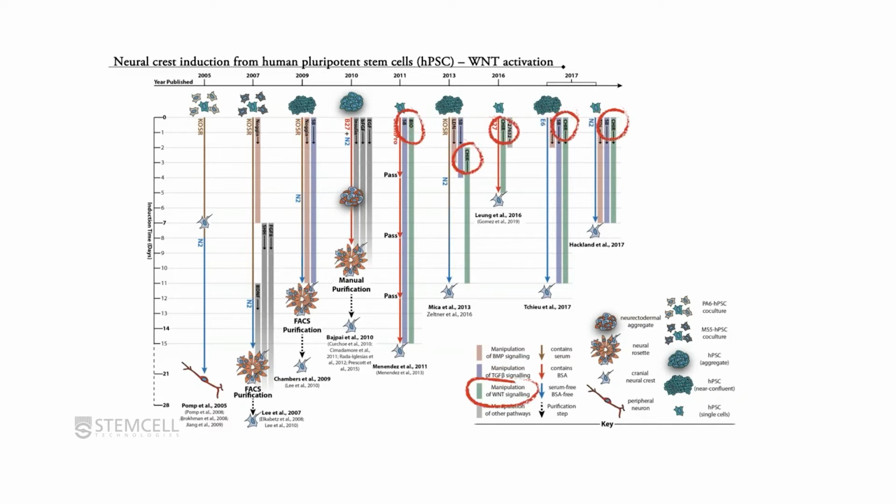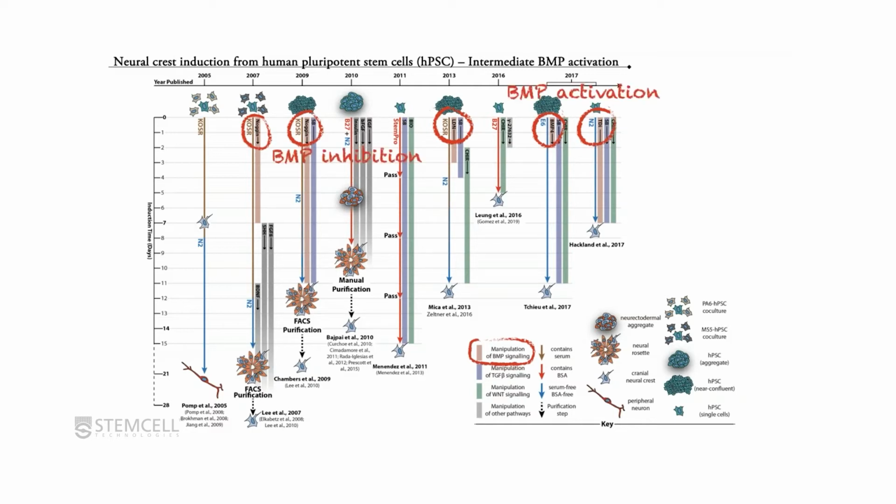In 2011, there was a publication by Menendez et al. that showed that stimulating Wnt signaling, either with recombinant Wnt or with a GSK3 beta inhibitor, they used BIO, greatly improves neural crest induction efficiency, and this has been adopted subsequently in the other protocols shown here. And then the last signal that I want to talk to you about is BMP signaling. And this is a bit more of a complex story.